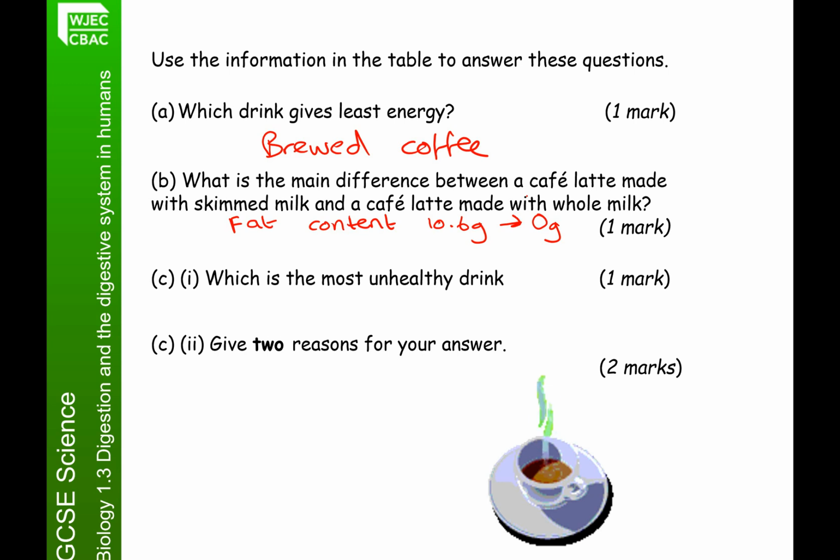You could also have mentioned the energy. So another option would be the energy content, where with the whole milk it was 838 kilojoules, and with the skimmed milk it goes down to 511 kilojoules. Which is the most unhealthy drink? Would be the white chocolate mocha with whole milk.